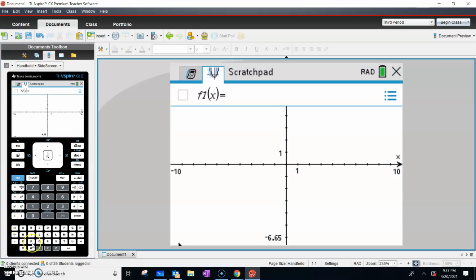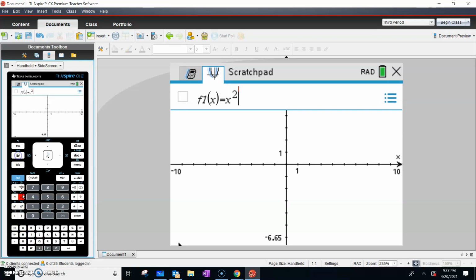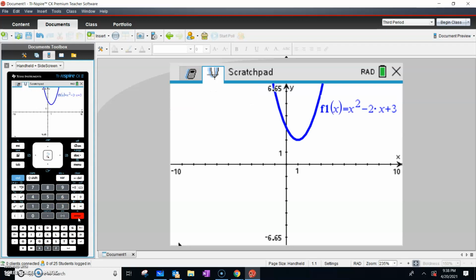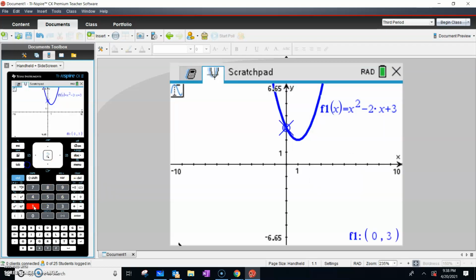So we have y equals, which I don't need that because y equals and f of x is the same thing. So I have x squared minus 2x plus 3. Okay. So here's my graph. And I can do my trace feature using menu 5-1. And here's our y-intercept. So our y-intercept is 0, 3.